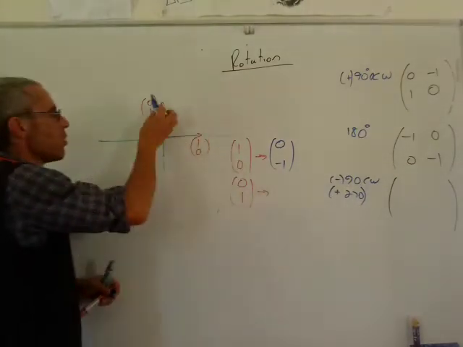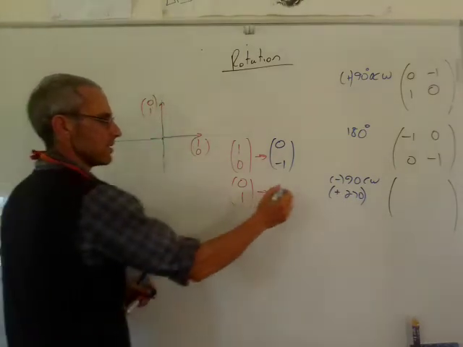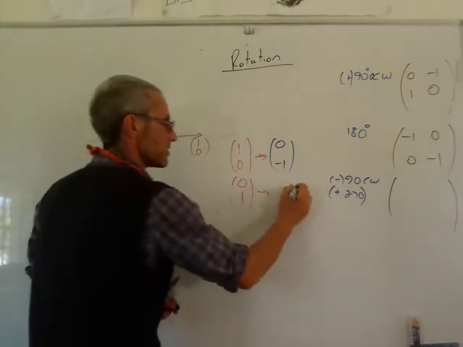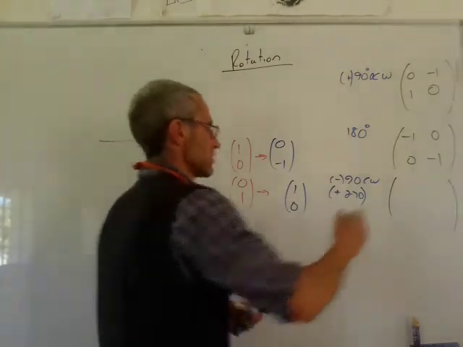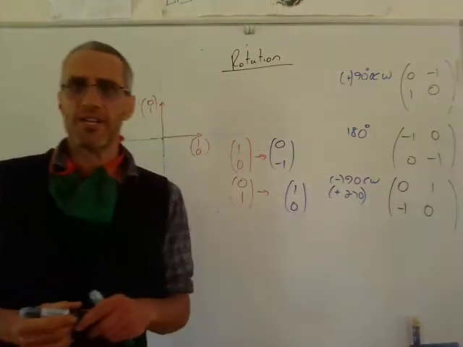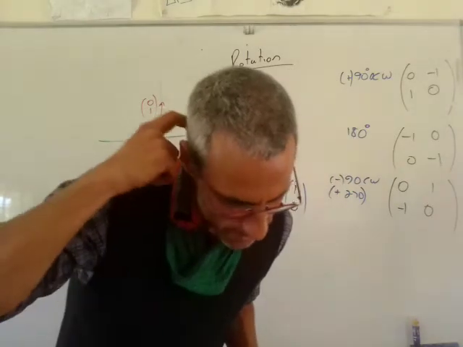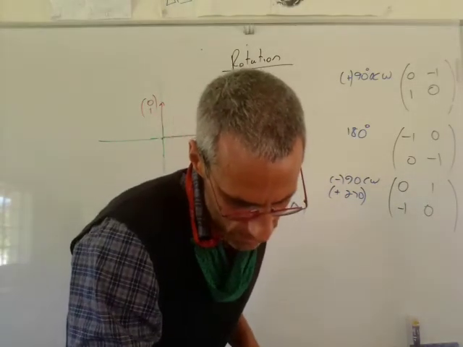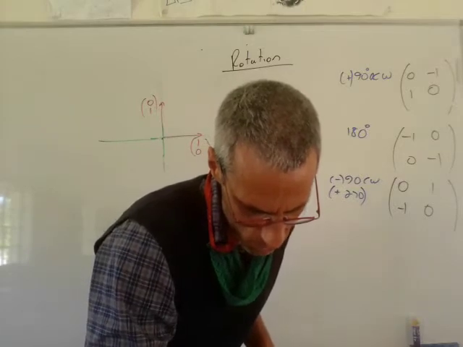And then the (0, 1), 90 degrees clockwise, will become (1, 0). So again, we write that down: 0, minus 1, 1, 0. Once you get it, it's actually pretty easy. And I'm just going to quickly check that we got the right rotation, 90 degrees. Where is this? I don't have it here.